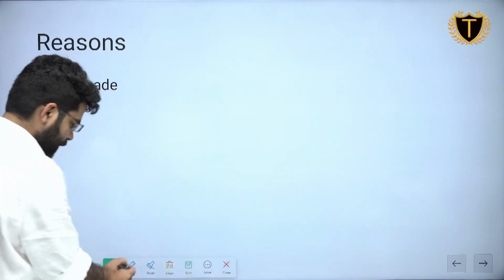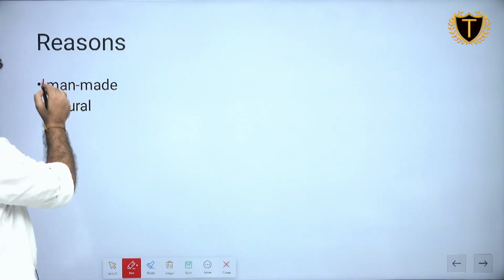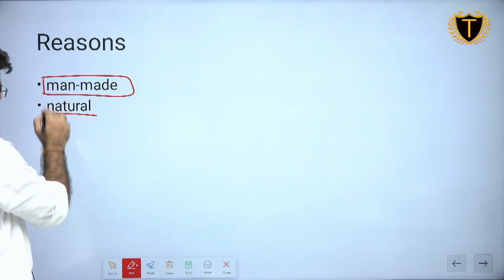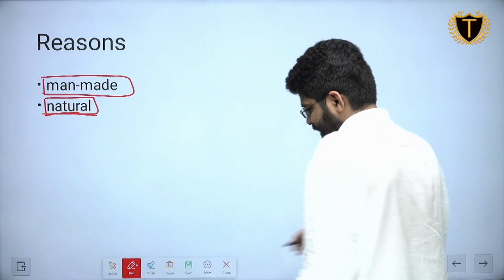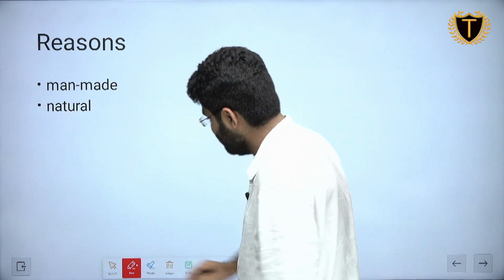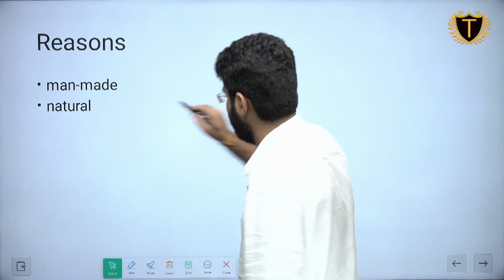Then we have reasons, which can either be man-made or natural. We will discuss them one by one and see what are the exact reasons for these kinds of floods to happen.